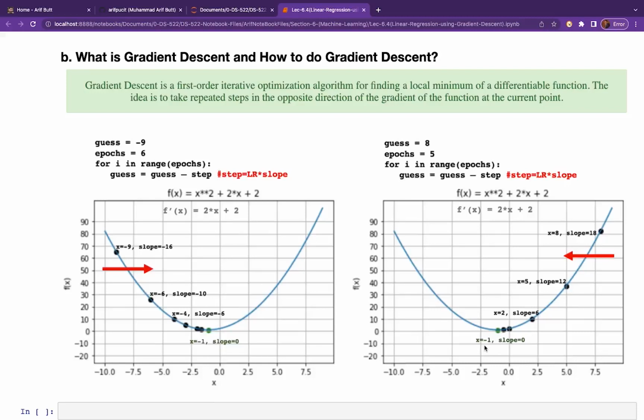Okay, now let me describe the pseudocode of the gradient descent algorithm. Okay, the first line over here, guess is equal to minus 9, is the random guess of the local minimum from where we want to start.